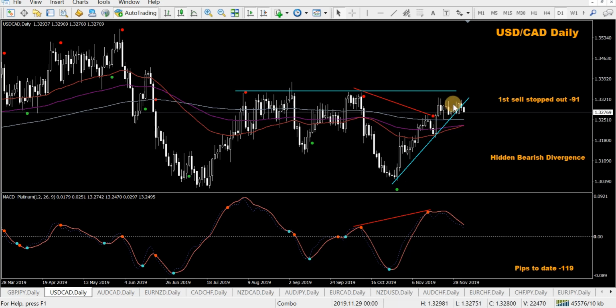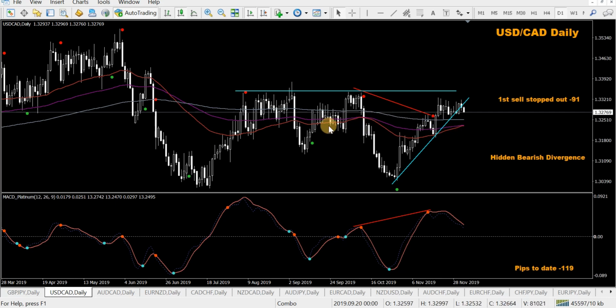There's no green QMP dot here. MACD's rolling over nicely, so you could make a case for divergence. Price has gone up, MACD's gone down, and if that stays like that, I'll sell. Stop will be up near this blue line somewhere, and I'll try to see if I can recover that minus 91. USD CAD, it's a tough pair for me.